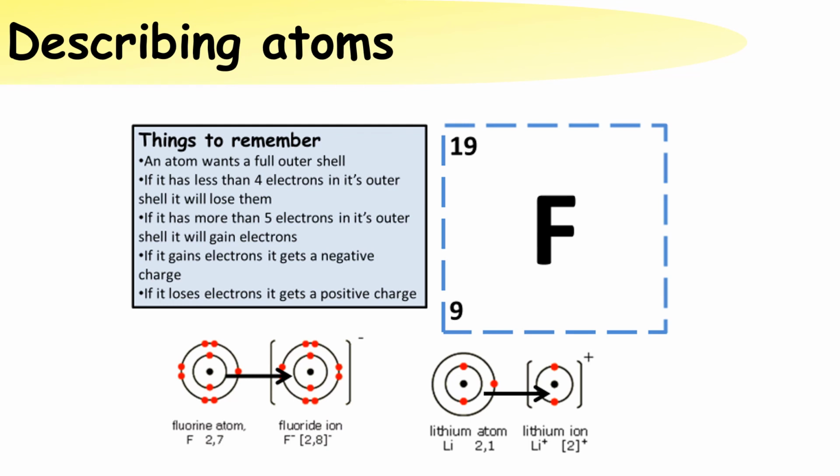Things to remember about charges are that an atom wants a full outer shell. If it has less than 4 electrons in its outer shell, the atom will lose them. If it has more than 5 electrons in its outer shell, the atom will gain them. If an atom gains electrons, it gets a negative charge. If an atom loses electrons, it gets a positive charge. So, in the case of fluorine, as it has 7 electrons in its outer shell, it will likely gain 1 electron to give it a negative charge.